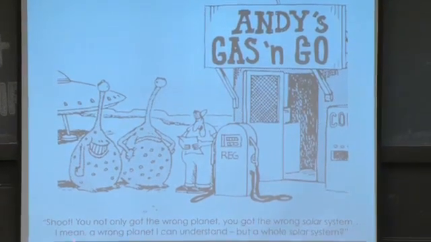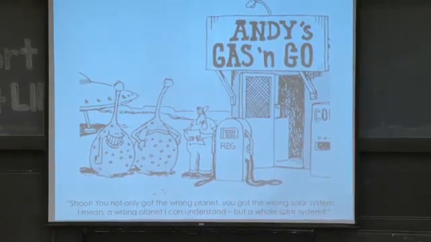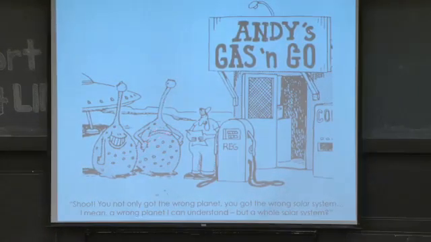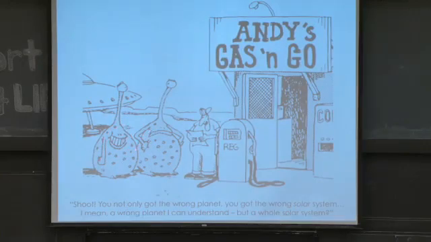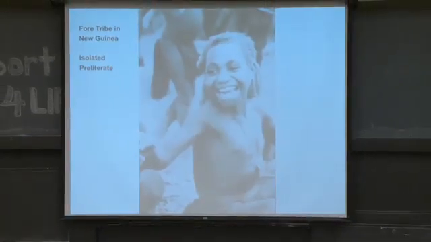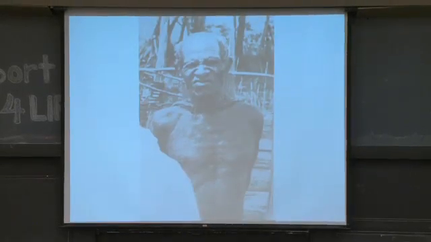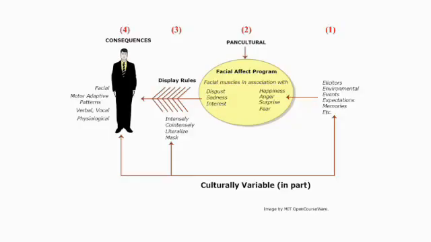And this is a joke. Shoot, you got not only the wrong planet, but you got the wrong solar system. I mean, a wrong planet I can understand, but a wrong solar system. And you can tell with just a little information that this is a sheepish smile of embarrassment. And this is a little bit of the body expression of a little bit of irksomeness, all right? Irked. Okay, but here's an isolated, pre-literate tribe in New Guinea, and that smile looks like the smile of any kid you ever saw. That sadness, the sadness of any kid you ever saw, is a little bit of a disgust, right?